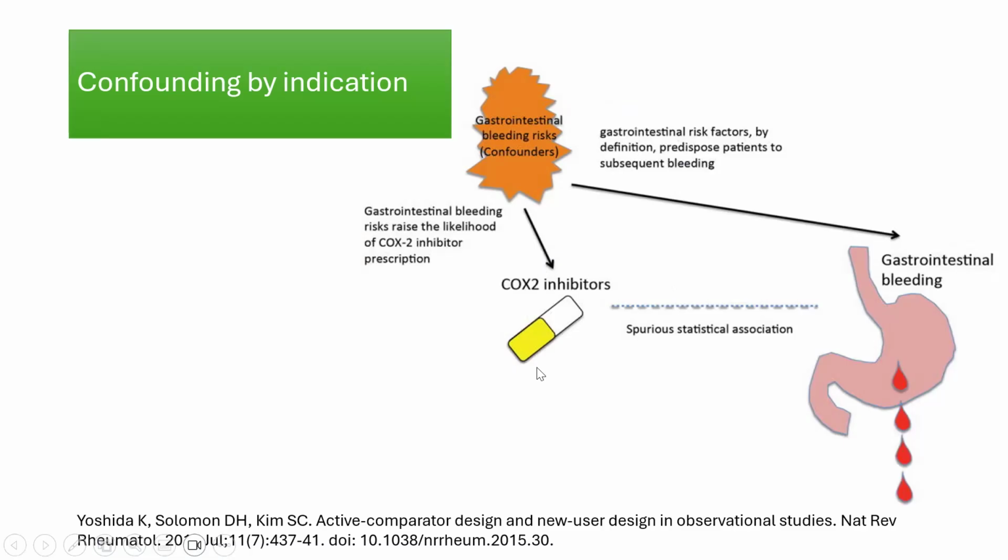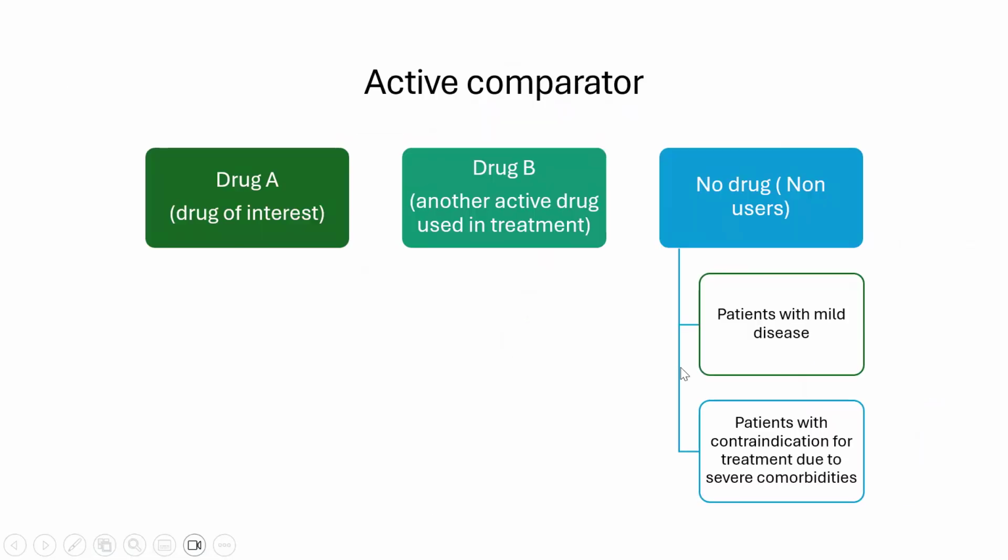But because of the GI risk itself, these patients might have GI bleeding. And if you're doing a cohort study, you might wrongly associate COX-2 inhibitors with GI bleed because of a spurious statistical association. This is called confounding by indication. To mitigate this, we use the active comparator principle: drug A is compared with drug B instead of comparing drug A with no drug use.